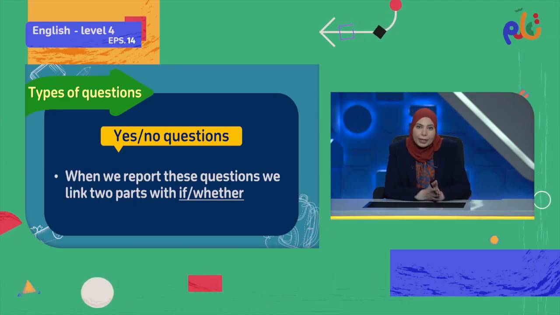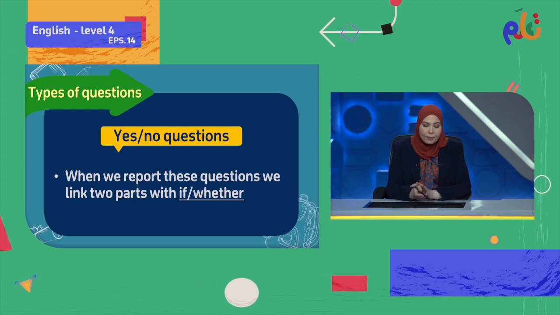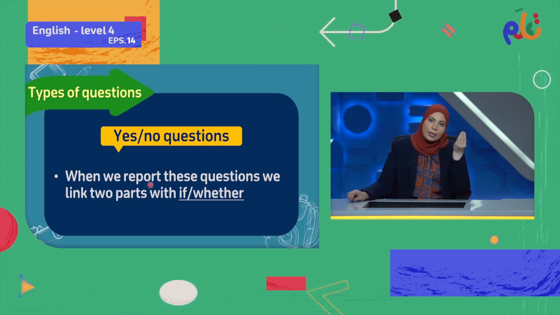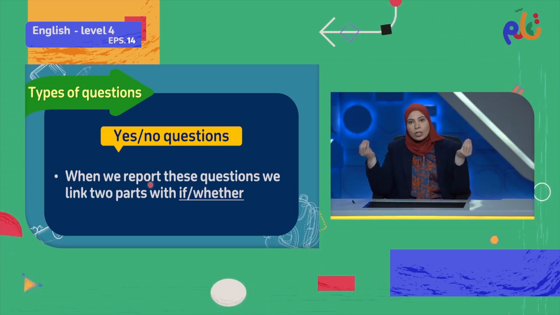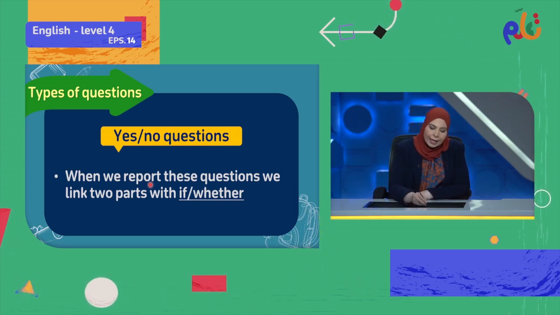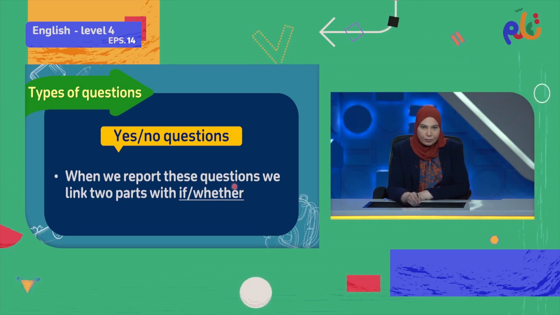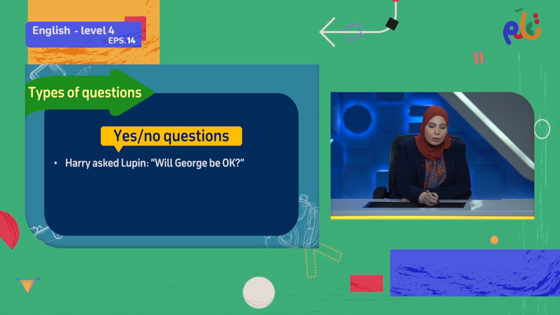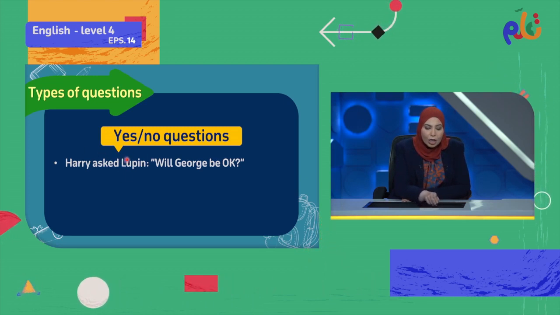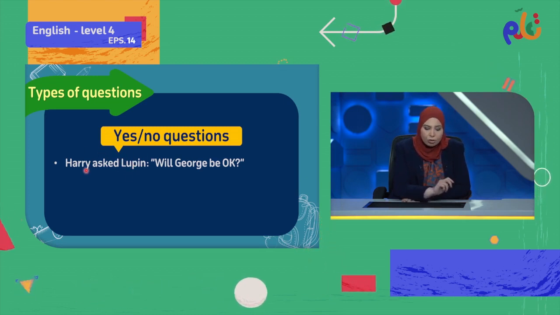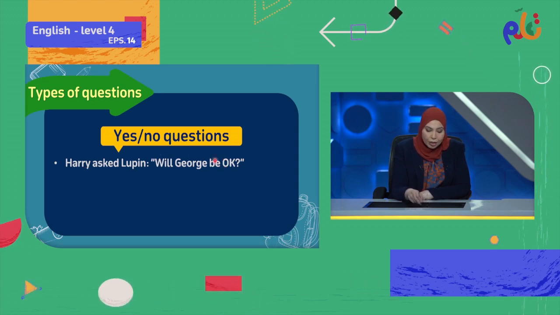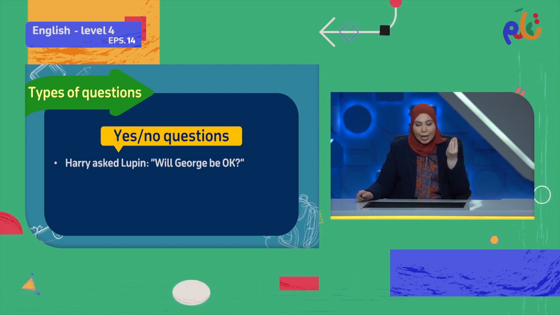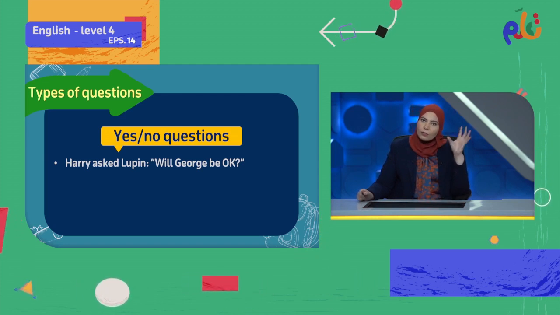When we start reporting the yes/no question, what happens is that we will link the two parts, the reporting verb to the main question, by if or whether. What does that mean? So here we have Harry asked Lupin, so this is a question from Harry to Lupin. Will George be okay?